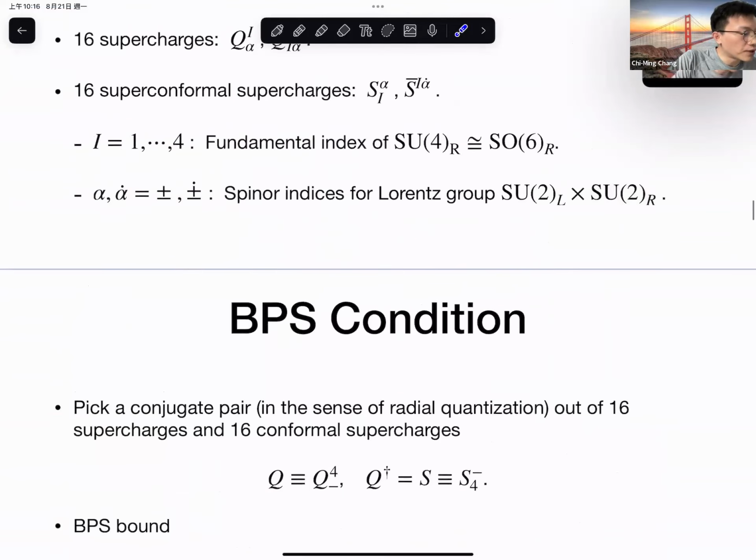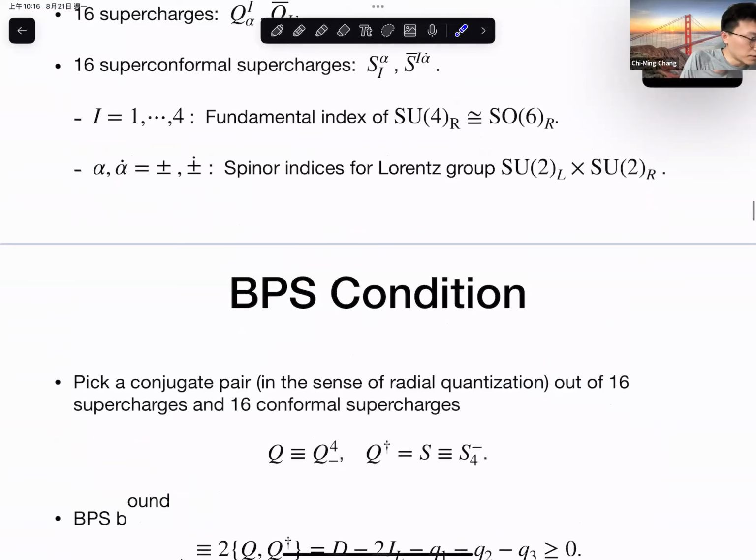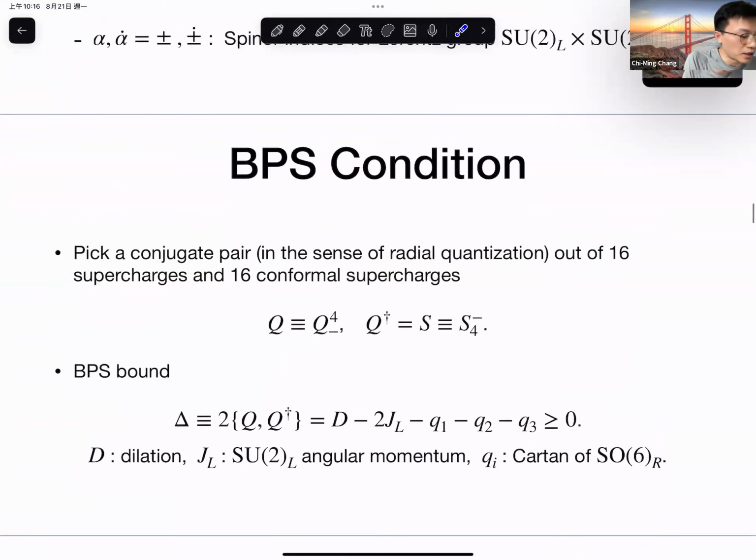So out of the 16 supercharges, we pick one of them, and it doesn't really matter which one we pick, because they are all related by the bosonic symmetry, the Lorentz group, and R symmetry. We fix our convention to pick this particular one, and then in the radial quantization, it's conjugate to a superconformal supercharge S. It is this one, S minus 4.